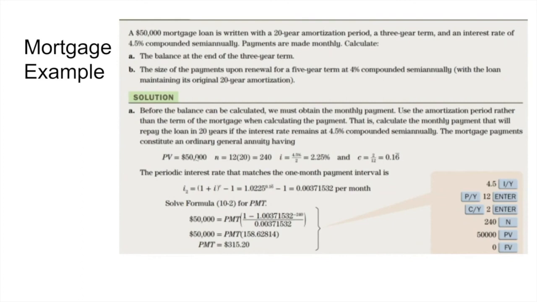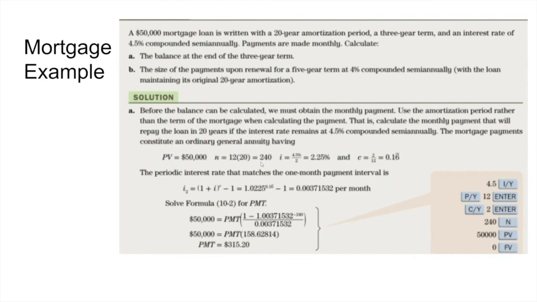Present value is $50,000, which is the mortgage. The number of periods, well, it's a 20-year mortgage, 12 payments a year, or 12 per year, is 240. The interest rate on it is 4.5%. We know it's compounded semi-annually. That gets split in two to be 2.25. And the value of C, which is 2 over 12. So the number of compounds divided by the number of interest periods will give that 0.16. Repeating, that just means 0.1666.